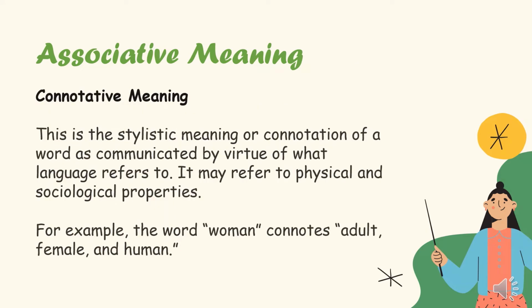Connotative meaning. This is the stylistic meaning or connotation of a word as communicated by virtue of what language refers to. It may refer to physical and sociological properties. For example, the word woman connotes adult, female, and human.